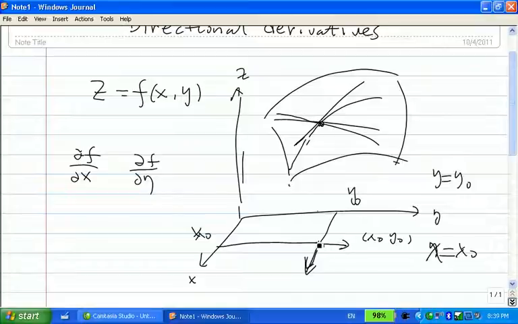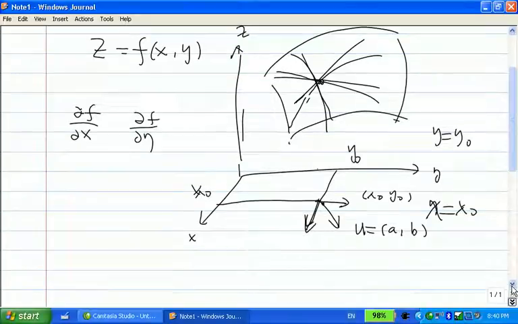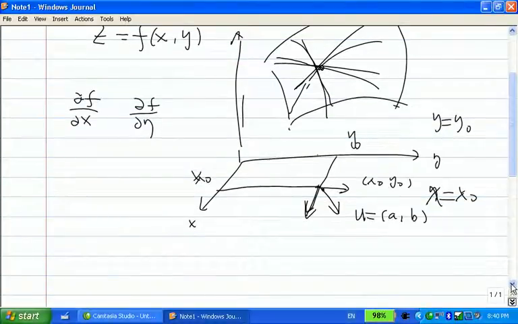How about we go in any direction u? u is a vector on the xy plane, so you can write it as (a, b). If we go this way, think about a plane. Go up, just like what we did before, intersect your surface, and you get another curve. I want to find the slope of the tangent for that curve. That is what we call the directional derivative. And this u can be in any direction, here or there, and so on.